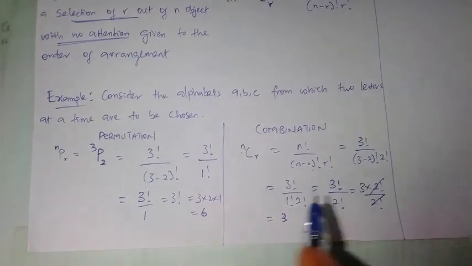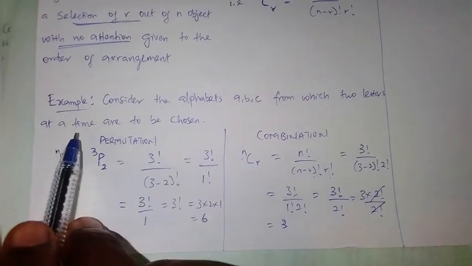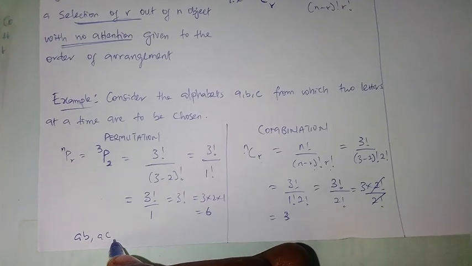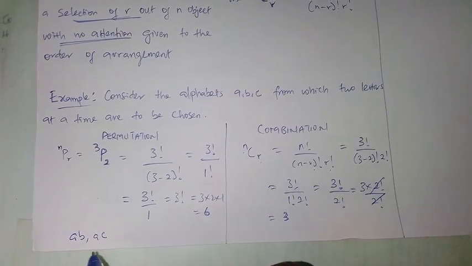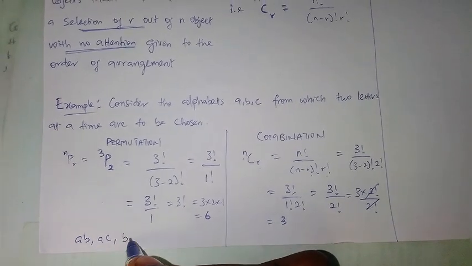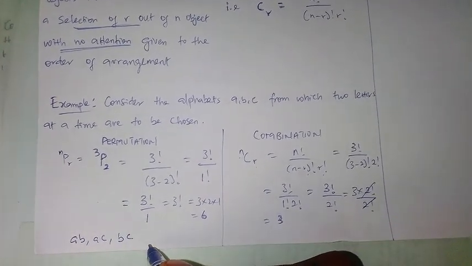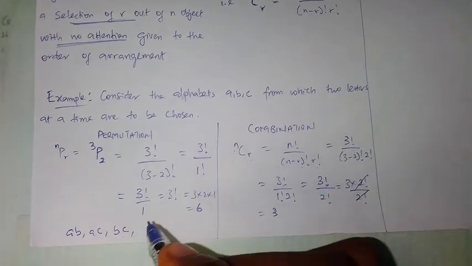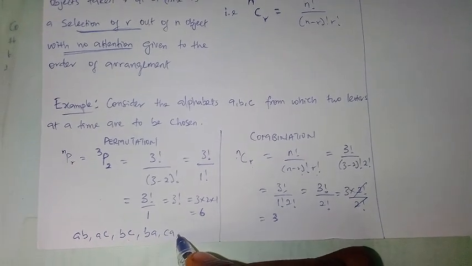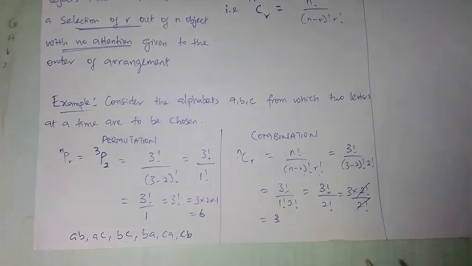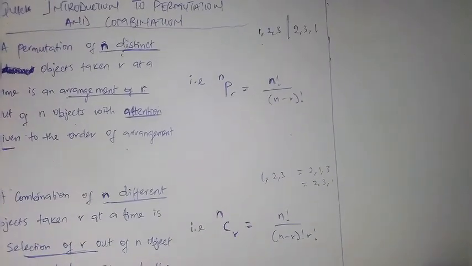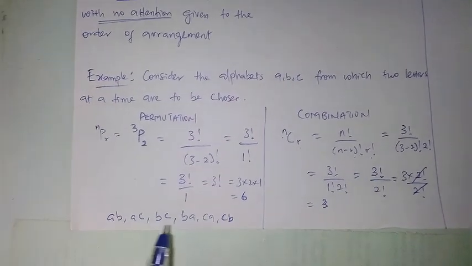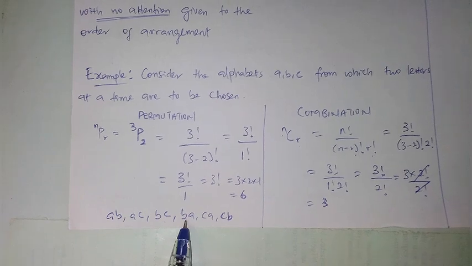Now, how do I arrange this in 6 ways? I'm giving ABC, and 2 is selected at a time. So I can have AB, I can have AC. That should be all for A. Going to B, I have BC. So I have AB, AC, and BC. Now, let's take the inverse. I have BA, I have CA, and I have CB. Now, remember for permutation, there's attention given to the arrangement. So that's why AB is AB, BA is BA. We cannot say that the commutative law applies here.